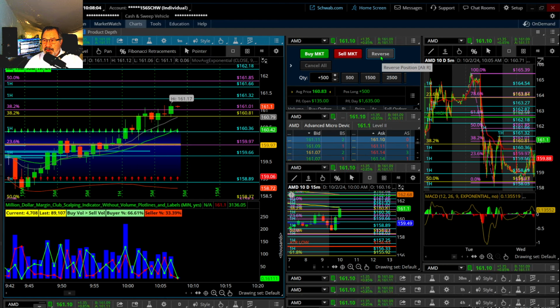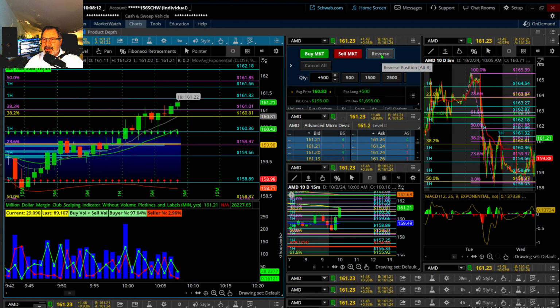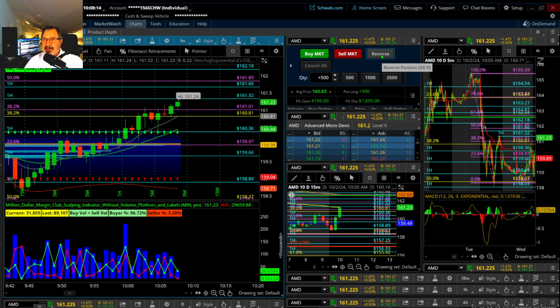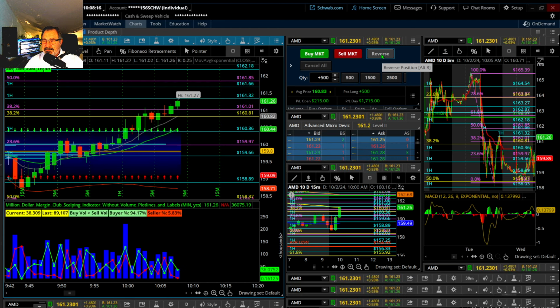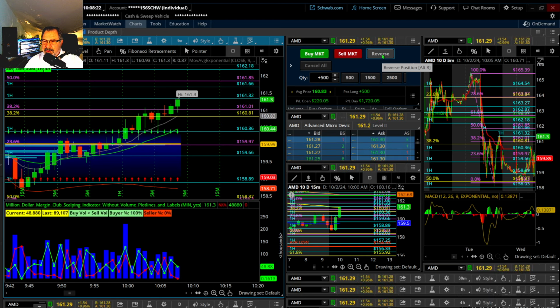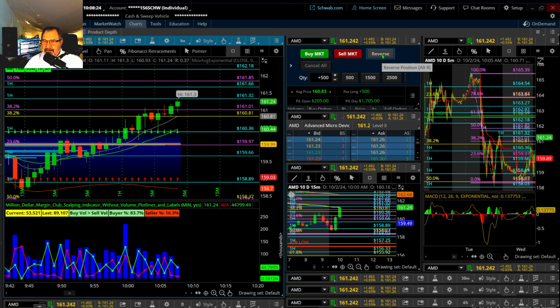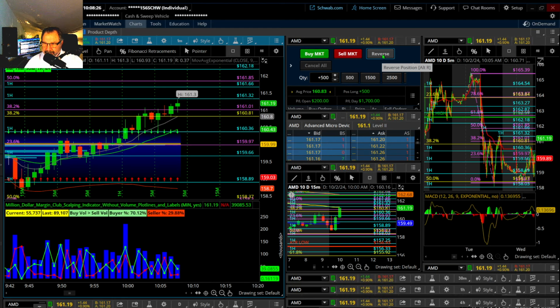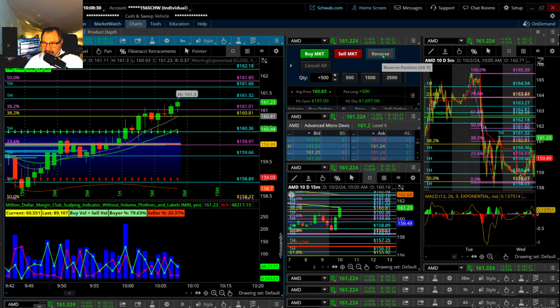So it broke both those fibs now. So we'll see if we can retrace off the 160.32-ish level. See if we can get something there. How are you guys doing up there? Look for a retracement. It keeps retracing. So I'm going to try to capture these retracements. Well, I should have grabbed it already, I think.